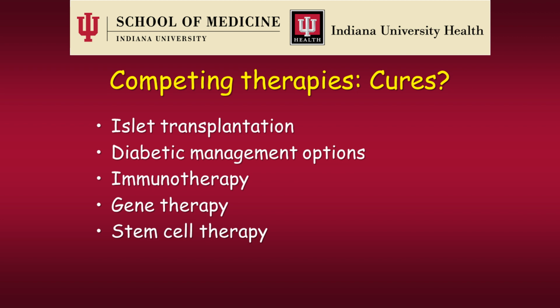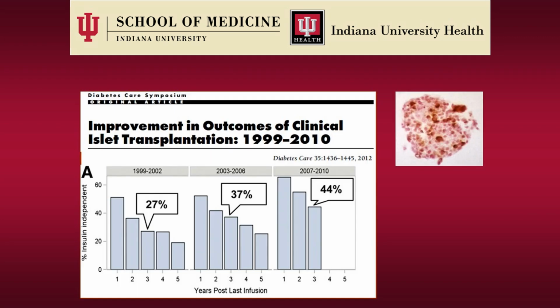Changing tacks a little bit, we're going to talk a bit about competing therapies. Many of these are labeled as cures for diabetes. The ones that I'm going to mention, some of them will go into more detail, are islet transplantation, diabetic management options and pump therapies, immunotherapy, gene therapy, and stem cell therapy.